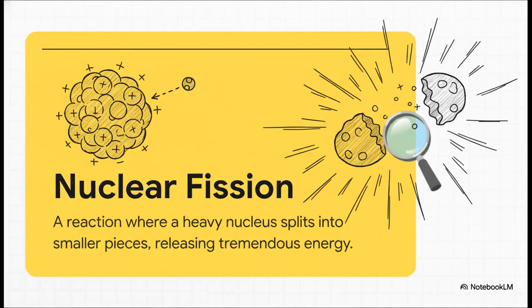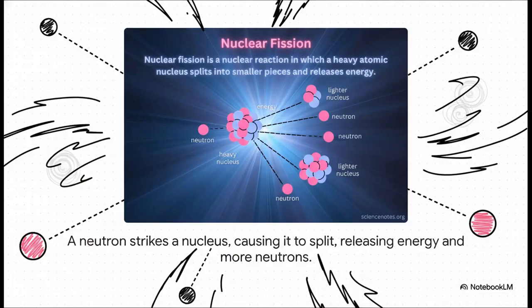It turns out, by intentionally knocking a heavy, already kind of unstable nucleus like uranium off balance, we can trigger a process called nuclear fission. We are literally breaking that cosmic superglue on purpose. So here's the play-by-play. A single neutron comes in and smacks into a heavy nucleus. That impact causes the nucleus to split apart. Now this split releases a ton of energy, but, and this is the critical part, it also releases more neutrons.